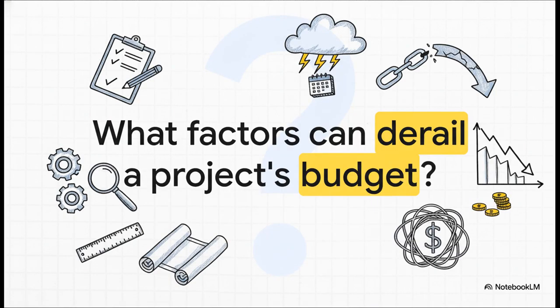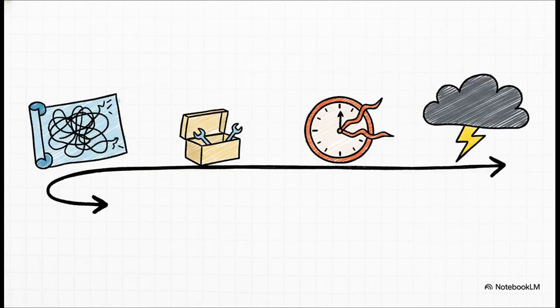But here's the catch. An estimate is just that, an educated guess. It's only as good as the information you have. So, what are the big variables that can throw a wrench in the works and completely derail a project's budget? You can really boil it down to four major things. First, the project's scope and complexity. I mean, it's pretty obvious. A bigger, more tangled project is going to need more cash.